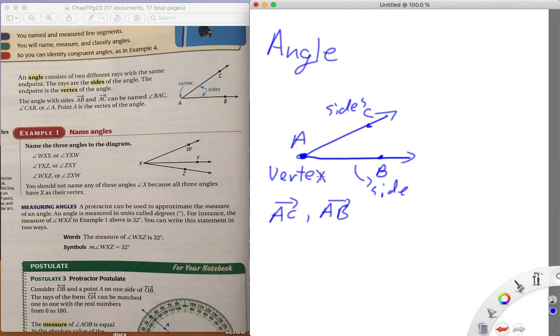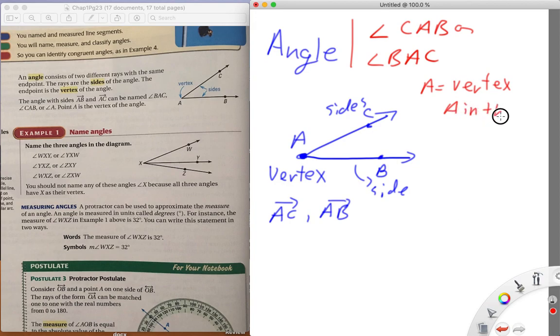When we label these things, we label it like this. We would call it angle CAB, or we can call it angle BAC. A has to be in the middle, because A is the vertex. So since A is the vertex, A is in the middle. Always.